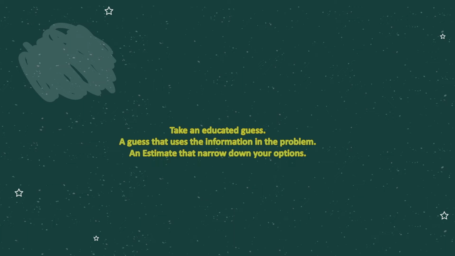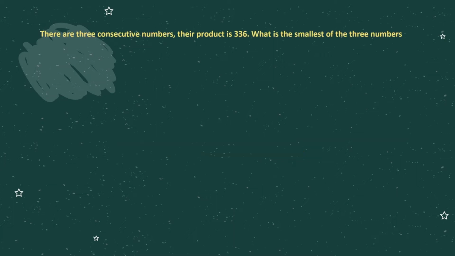Let me show you how we can apply the method of guesstimate into solving math problems. Let's look at the question again. Apart from the fact that there are three consecutive numbers, the other key bit of information is that their product is 336. How might this help us?